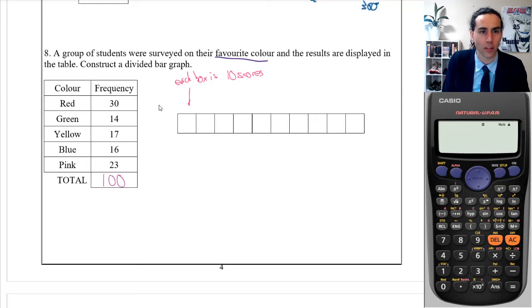Red, let's speed things up. 30. First 3 boxes. Green, 14. So it's like a box and a half, but just a little bit off. 17. So from there, frequency might help you. So this is 30, and then we're up to 44, and then we're up to 51, and then we're up to 60.